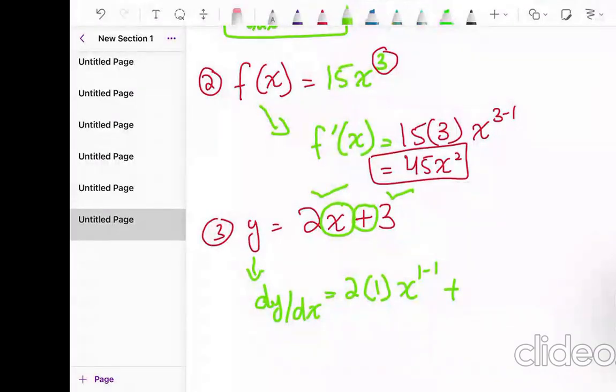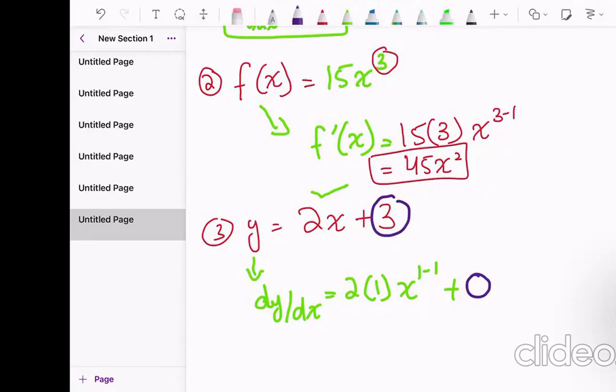So the derivative or differentiation of the first term: 2 is already a constant, so we write 2, and x raised to the power 1. 1 becomes the base, and we subtract 1 minus 1. Now we have 3. So what will we do? As I told you, with 3 there is no variable. This means that the derivative of 3 will be 0, because the derivative of a constant is 0.